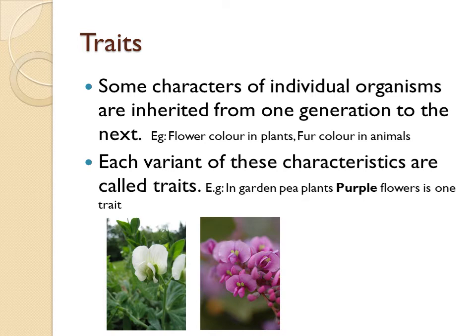In this picture, you can see two different flower colors in garden pea plants. These are the variants which we refer to as traits. Therefore, in this particular example, with regards to the color of the garden pea plant, white flower is one trait and purple flower is another trait.